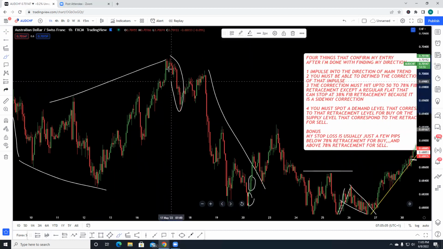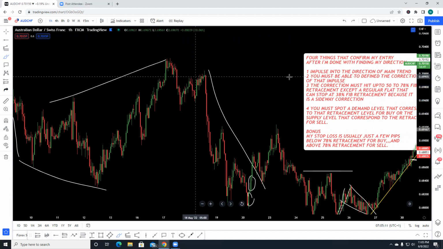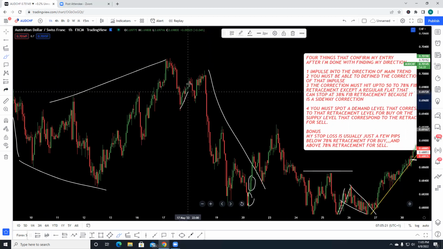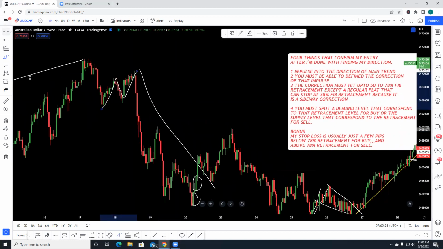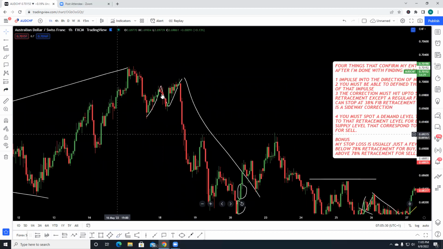It's an impulse that shows that you are going down to the downside. Now after the impulse, what's the next thing? You must be able to define the correction. Now we are able to define this correction, guys. It's a push up, a push down, and a push up. This is a zigzag correction, guys. This is a zigzag correction. So we're able to define it.